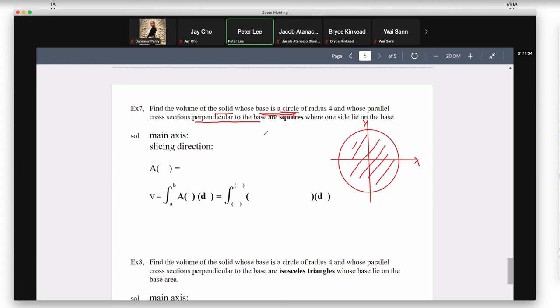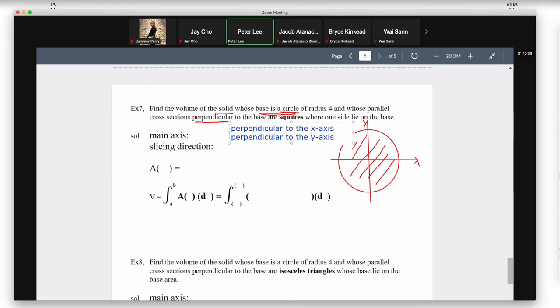perpendicular to the base. Actually, in this case, it doesn't matter whether it's the x-axis or the y-axis, no difference, because it's a circle. So in this case, what is it? Perpendicular to the x-axis, or in this case, perpendicular to the y-axis. Specifically, we would write it this way, but in this case it doesn't really matter because it's a circle. So perpendicular to the x-axis or perpendicular to the y-axis, same thing in this case.